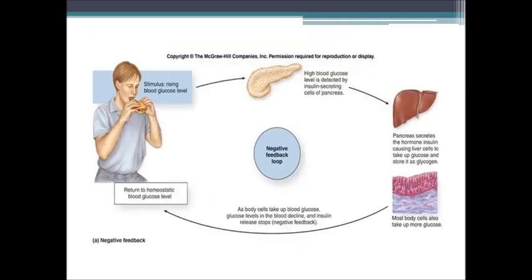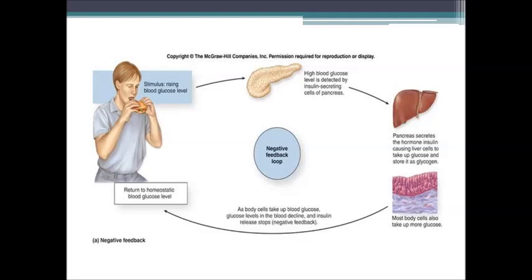A good example of a negative feedback mechanism in humans is the regulation of blood glucose levels. As they begin to rise, it is detected by the insulin-secreting cells of the pancreas. The pancreas will then secrete the hormone insulin, causing liver cells to take up the glucose and store it as glycogen. As the body cells take up blood glucose, the glucose levels in the blood decline and the insulin release stops.